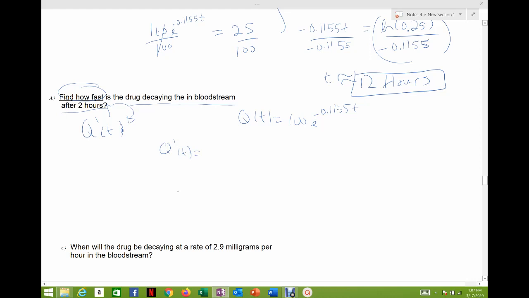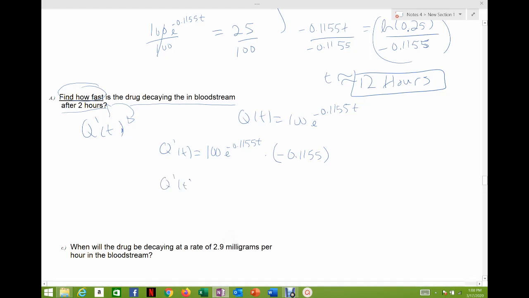Alright, the derivative of the exponential is itself, so 100e to the 0.1155 times time, but I'm not done. Times the derivative of the inside, so it's going to be times negative 0.1155. So it's always times k. The simple uninhibited exponential growth and decay, that's always going to happen.